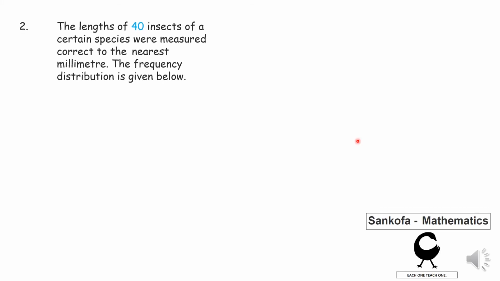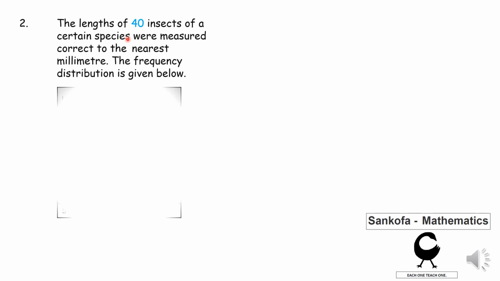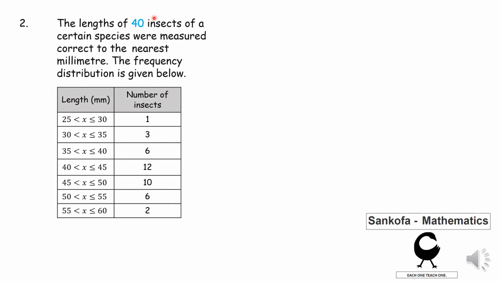All right, so I bring in the second question real quick. We are told here the length of 40 insects of a certain species were measured correct to the nearest millimeter, and the frequency distribution is given here in this table. So you can study it, you can make sure you understand it. So one insect has a length between 25 and 30 centimeters, but not more than 30. Six insects have lengths between 35 and 40 centimeters, but not more than 40.